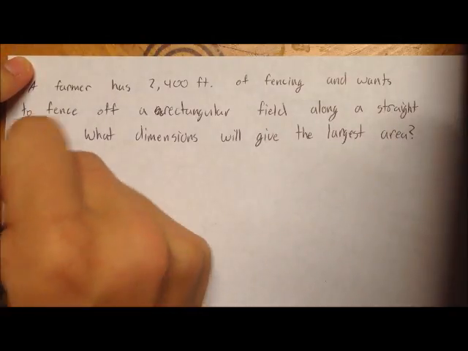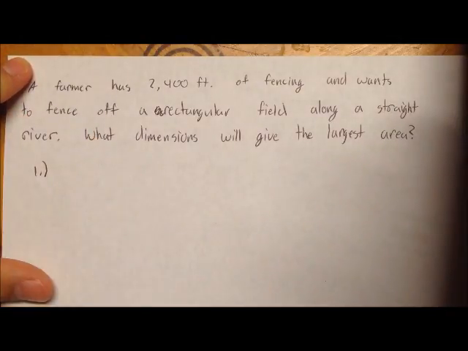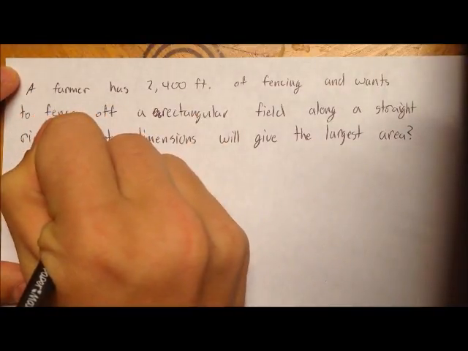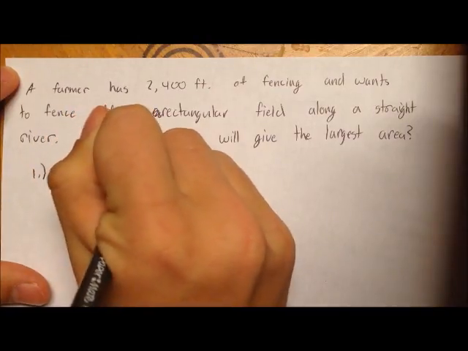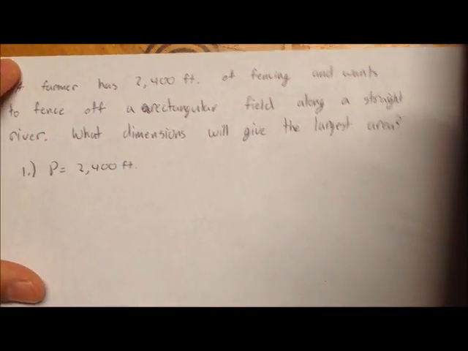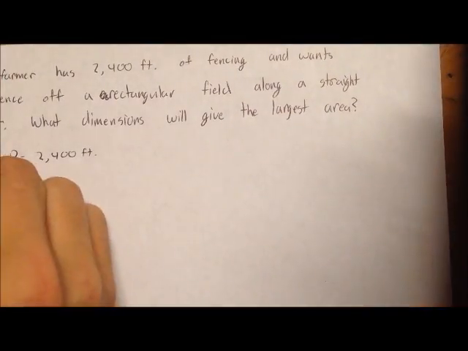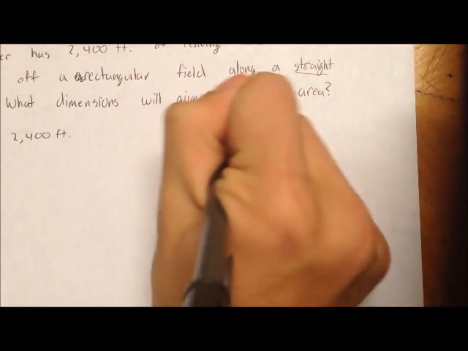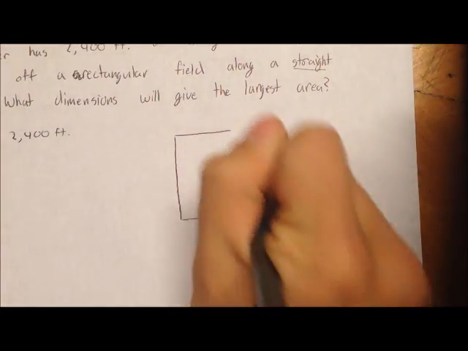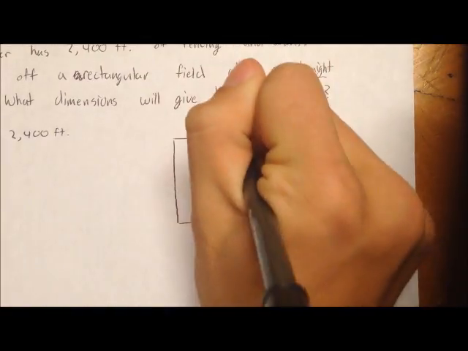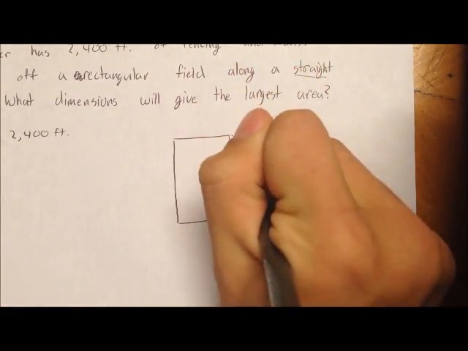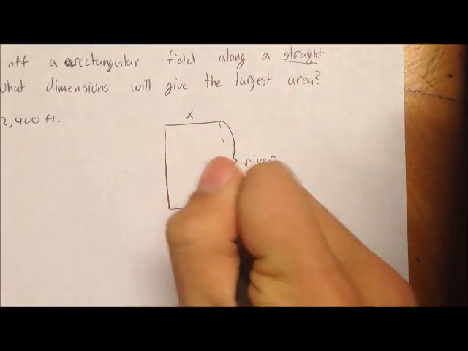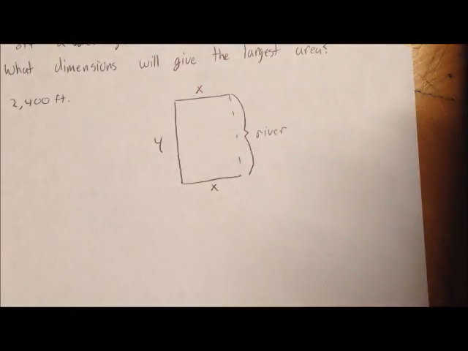So first, we want to identify our given variables. So we were given that he has a total of 2,400 feet of fencing, which is the perimeter, and we know that he's along a river, so one side will have no fencing. And we'll draw our picture out over here, and label each of our sides. We'll label the widths X and the length as Y.